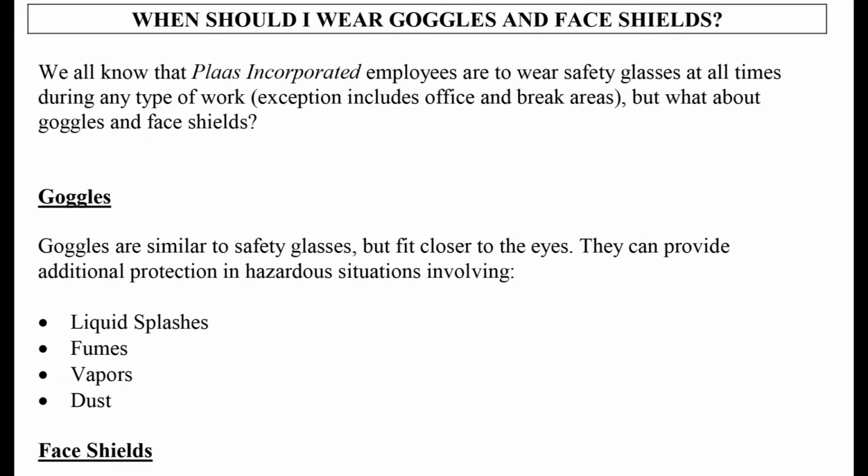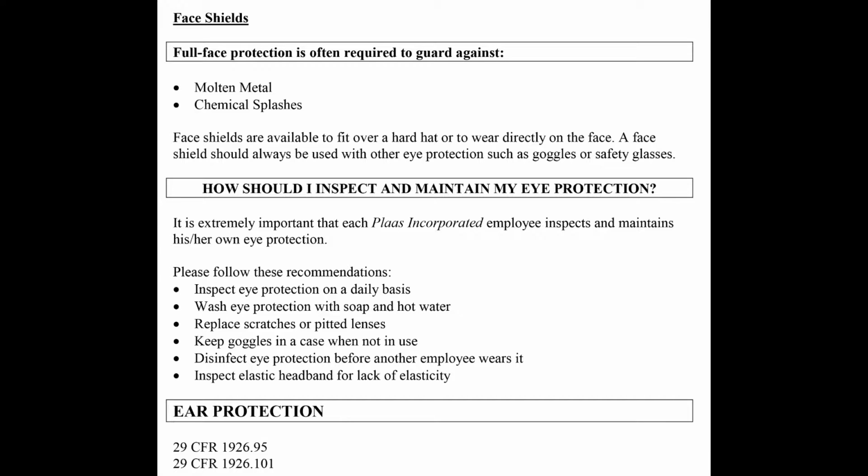When should I wear goggles and face shields? We all know that Plaas Incorporated employees are to wear safety glasses at all times during any type of work. The exception is office and break areas. But what about goggles and face shields? Goggles are similar to safety glasses, but fit closer to the eyes. They can provide additional protection in hazardous situations involving liquid splashes, fumes, vapors, and dust. Face shields. Full face protection is often required to guard against molten metal and chemical splashes. Face shields are available to fit over a hard hat or to wear directly on the face. A face shield should always be used with other eye protection such as goggles or safety glasses.